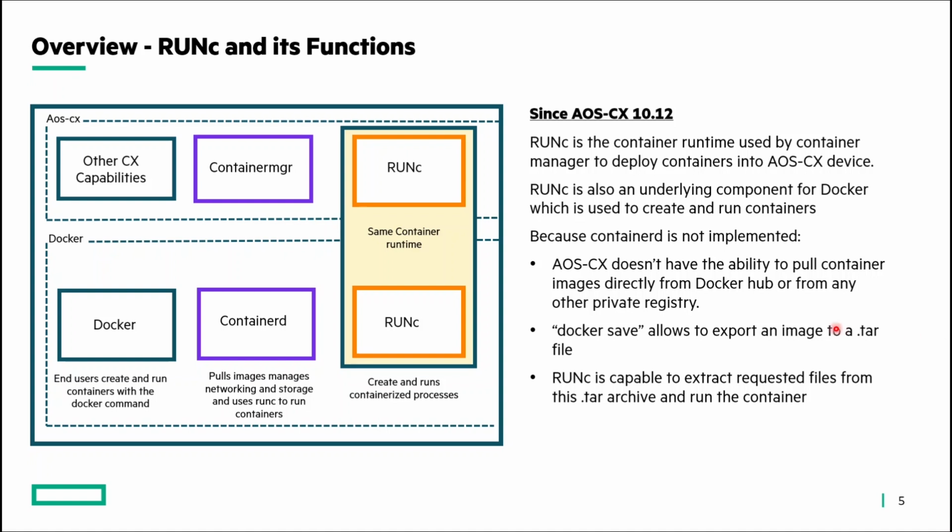So one important thing to note here is why container daemon has not been implemented in the CX environment. So AOS-CX doesn't have the ability to pull the container images directly from Docker Hub or from any other private registry. So for this, we use Docker save to export an image to a tar file. This Docker save is a command. And runc is capable of extracting the requested files from this tar archive and running the respective container. So I hope the architecture is now much more clear.